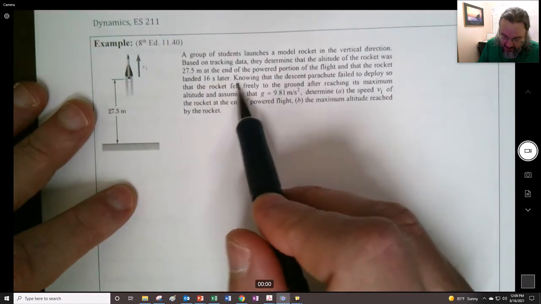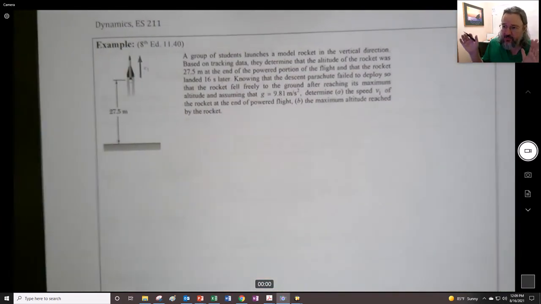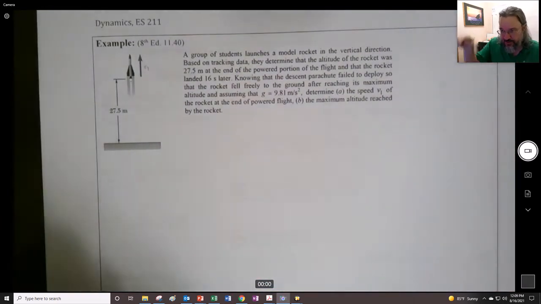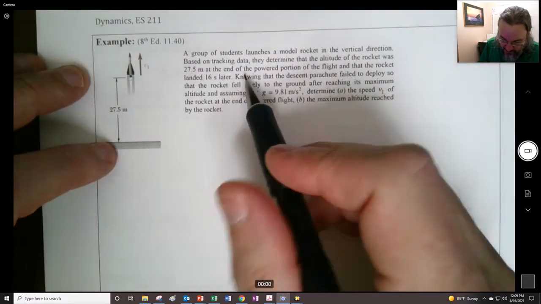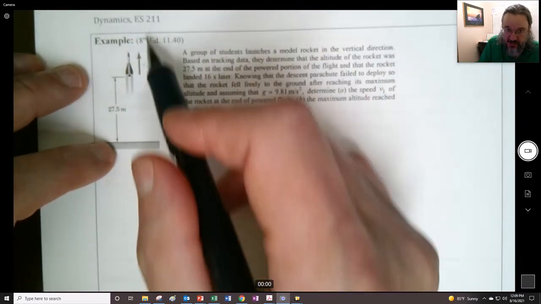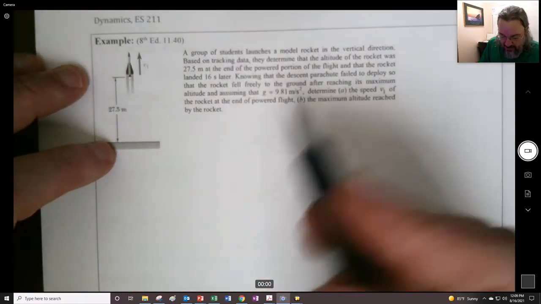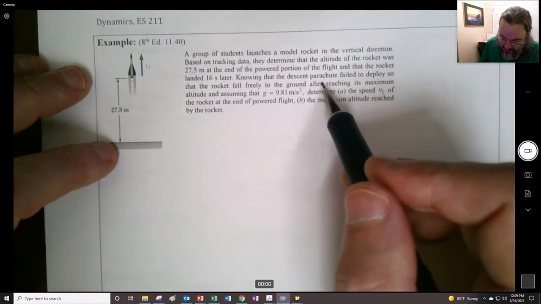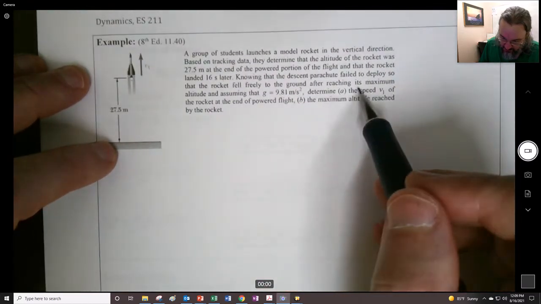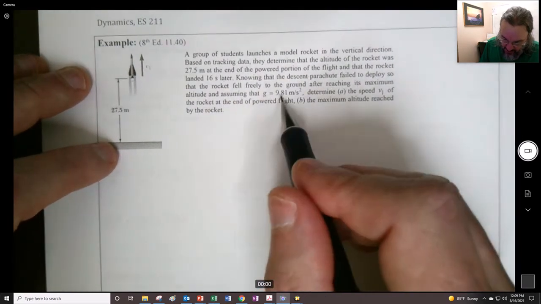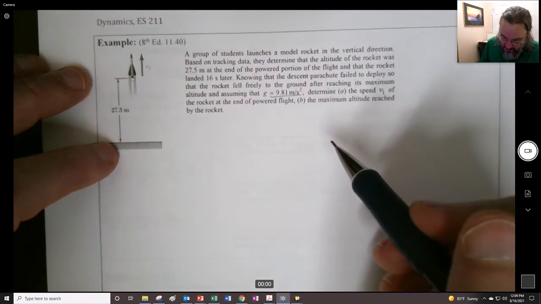So this is data that they've collected. Maybe they used a camera or something, and were able to estimate how high it went up, or how high the rocket stopped. So it keeps going up. It's going to reach a peak and then start coming down. And between that and that was 16 seconds. Knowing that the descent parachute failed to deploy, so the rocket fell freely to the ground after reaching its maximum altitude, and we're going to assume that the gravity is 9.81 meters per second squared.